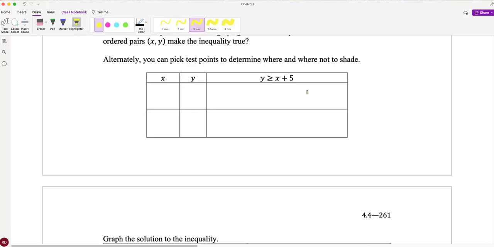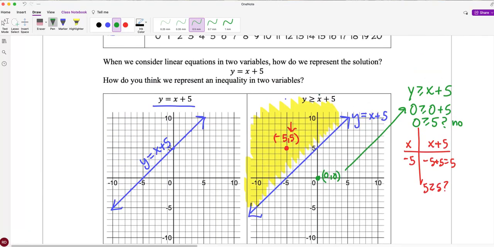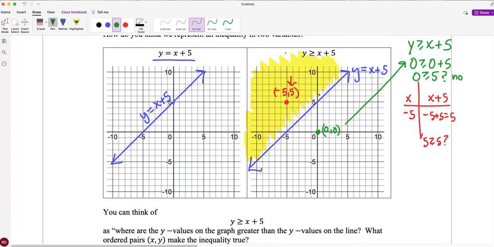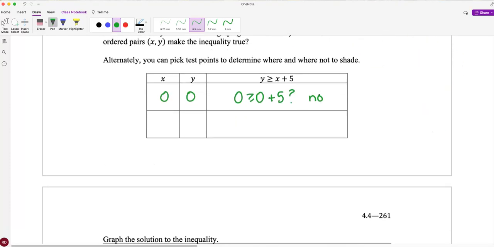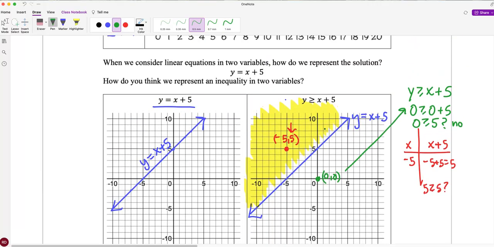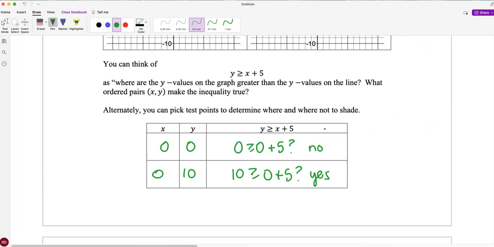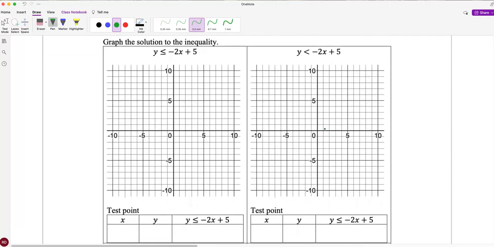So the other way, like I said, you can just pick test points, what we did there. So like I picked the test point 0, 0, and then I asked myself, is 0 greater than 0 plus 5? The answer is no. That means that 0, 0 is not part of your solution. So you did not shade below this line. If I pick a point that's above the line, let's pick, say, like 0, 10. Is 10 greater than or equal to 0 plus 5? The answer is yes. So 0, 10 is part of my solution, which reinforces that I'll be shading above that line. Let's look at an example here.